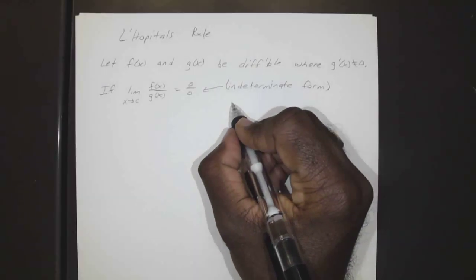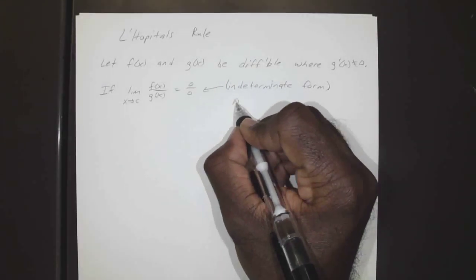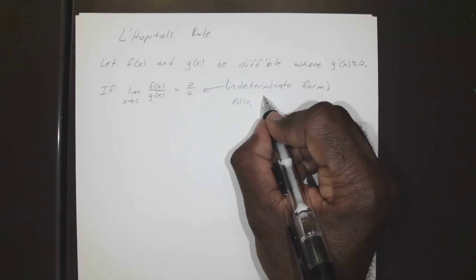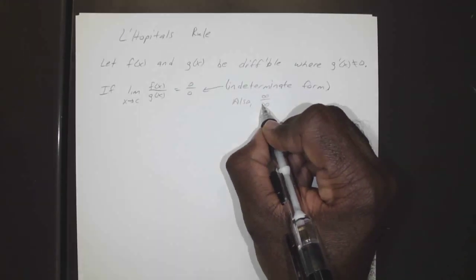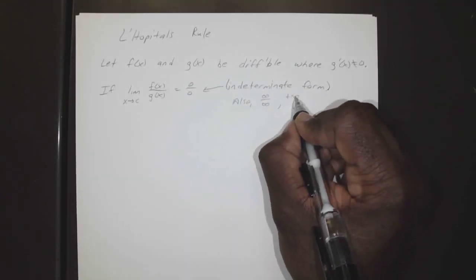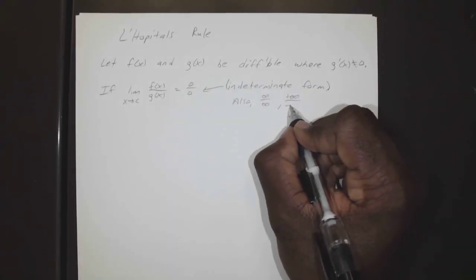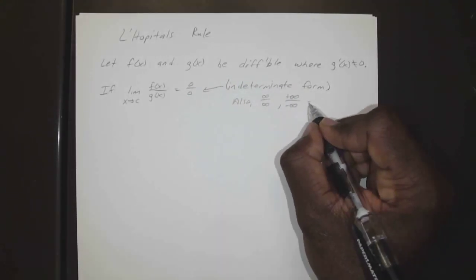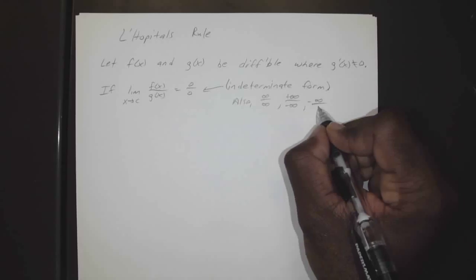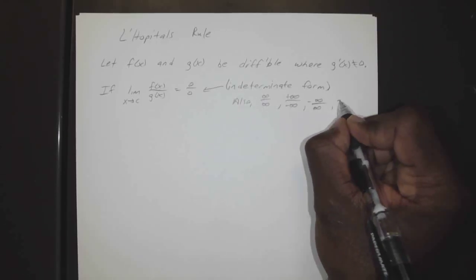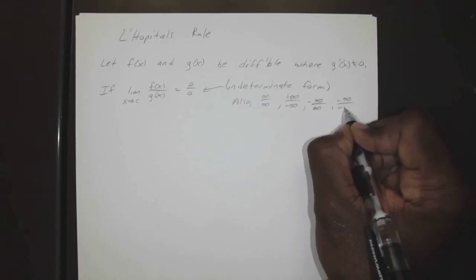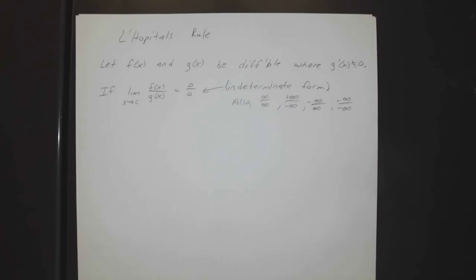Okay, and you also have indeterminate forms of infinity over infinity, positive infinity over negative infinity, negative over positive, and even if you have negative infinity over negative infinity. Those are also indeterminate forms.